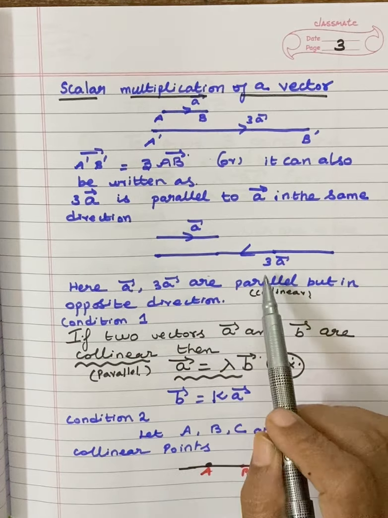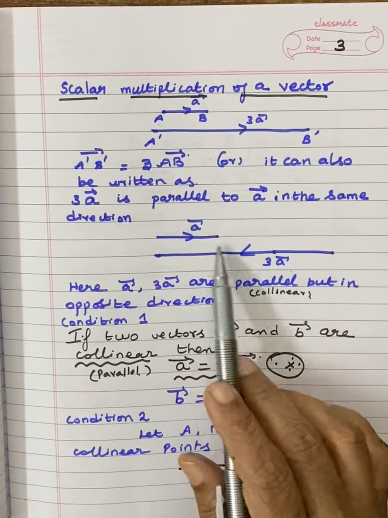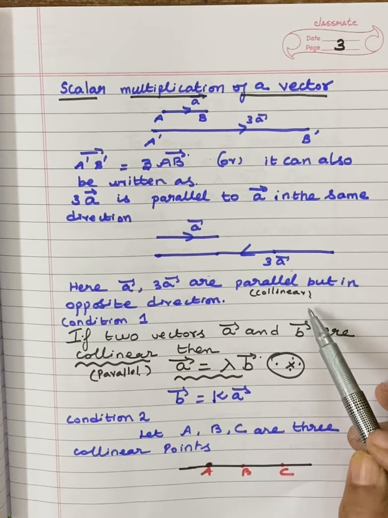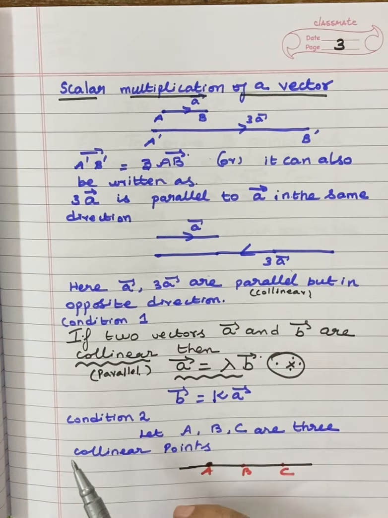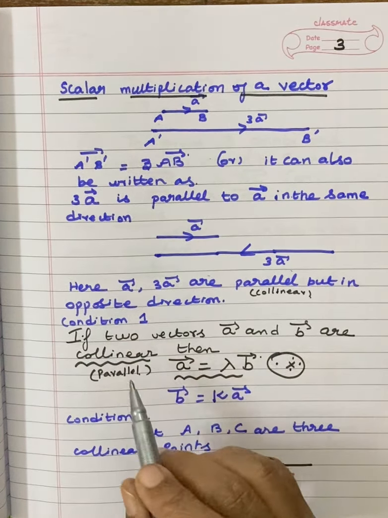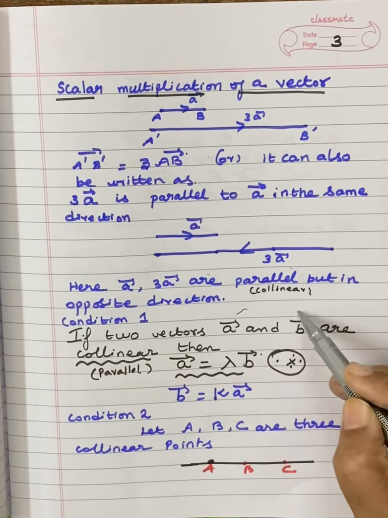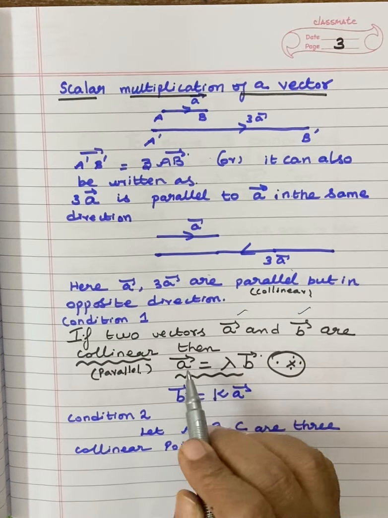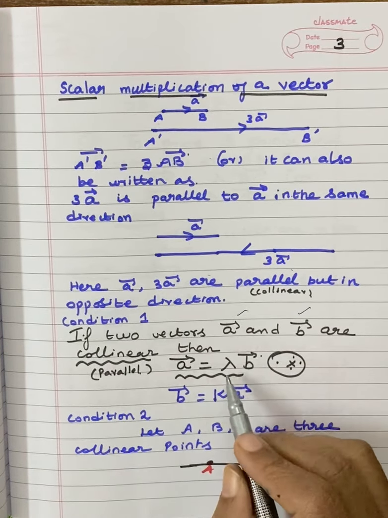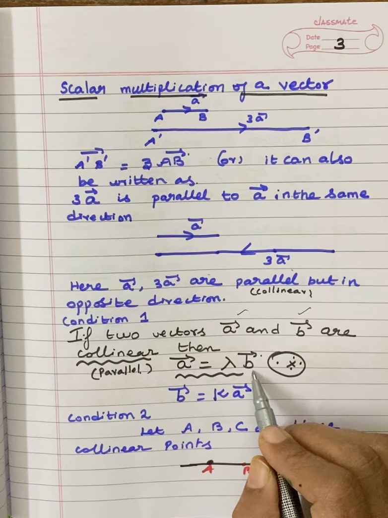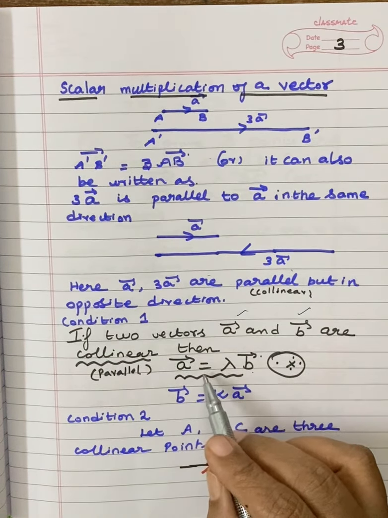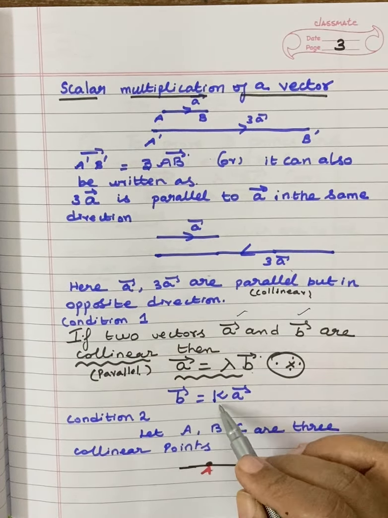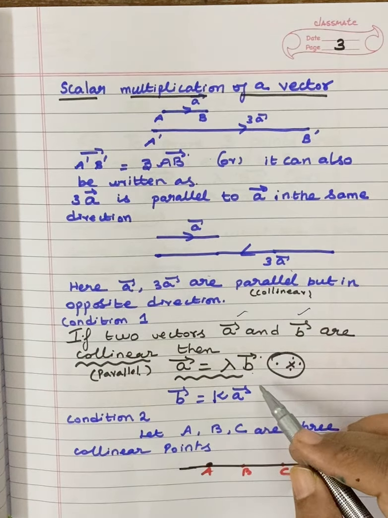Here a vector and 3a vector are 3 times, but the direction is different. So a vector and 3a vector are parallel. Parallel, another name is collinear, but in the opposite direction. So a very important condition: if two vectors a and b are collinear or parallel, then one vector can be written as a scalar times the other vector. Either I can write a vector equal to lambda into b vector or b vector equal to k into a vector. Both are allowed.